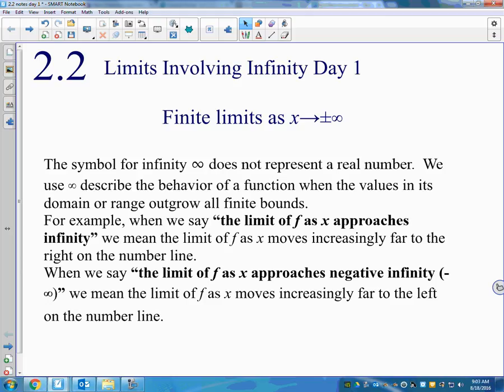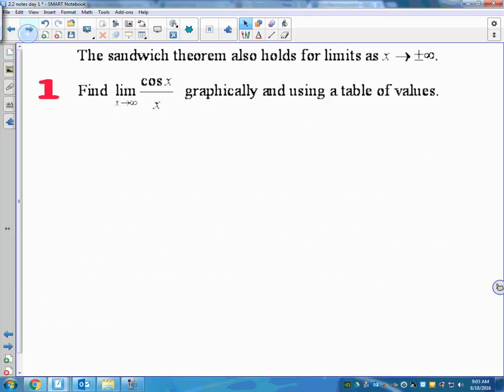That's just from your textbook. It's probably not even open ever. So we could also go back to the good old sandwich theorem here. And we can talk about finding the limit as x approaches infinity from this.